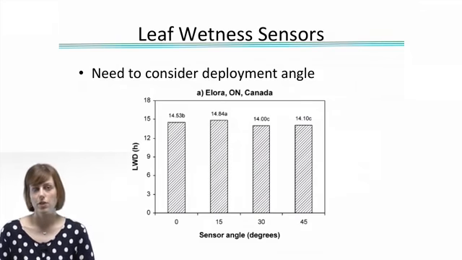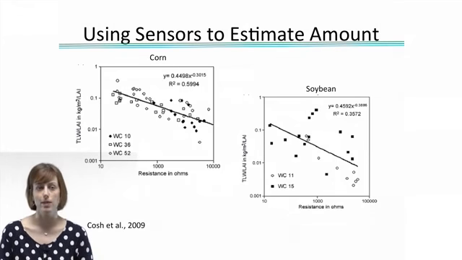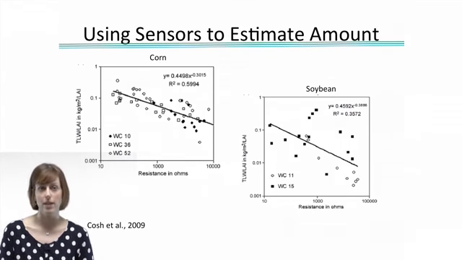Some more recent research has looked into using leaf wetness sensors to estimate dew amount. Now, this is a study that coincided with remote sensing estimations of soil moisture. They were using the resistance sensors produced by Campbell Scientific and comparing that to the manual measurements that they were doing in both corn and soybean fields.